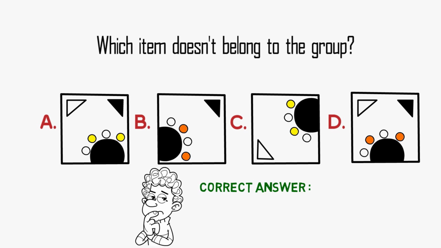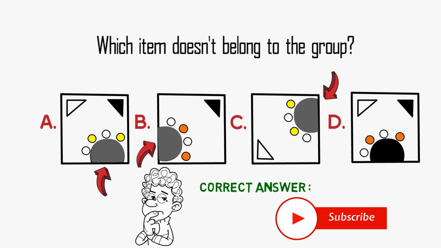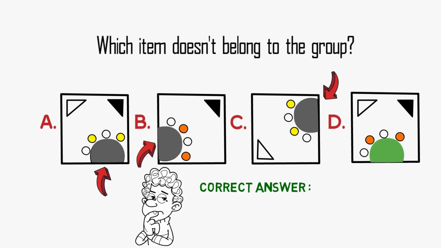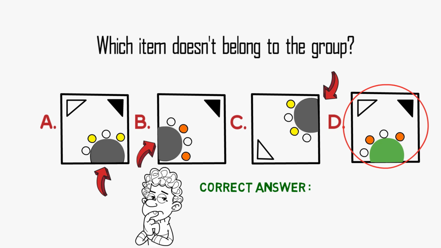The pattern is actually defined by the half circle. And as you can see, all half circles are attached to the corners of the square. You see this in the shapes A, B, and C. But in shape D, the half circle is placed in a different location. It is in the bottom middle of the square. This is why the item that doesn't belong to the group is the choice D. So the correct answer here is choice D.